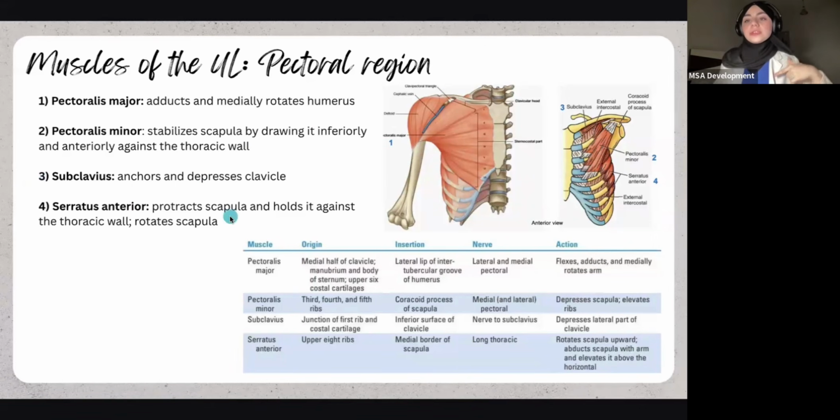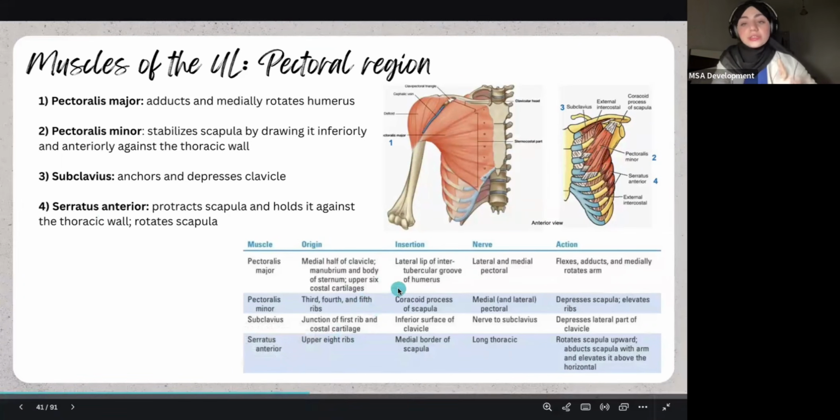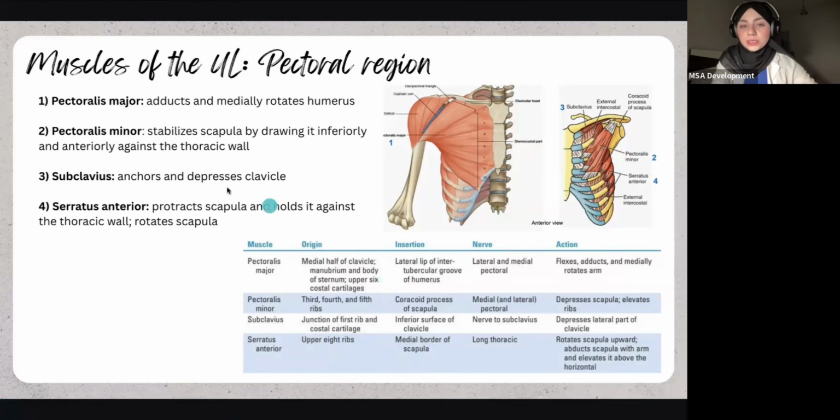Then we're going to have the subclavius, which is a very small muscle. It's just under the clavicle, and it's responsible for simply depressing the clavicle. It just depresses the clavicle a bit. And then you're going to have the serratus anterior. The serratus anterior is a favorite, commonly tested muscle.